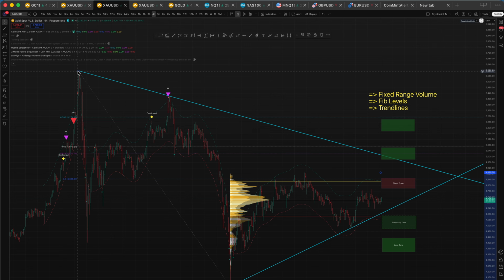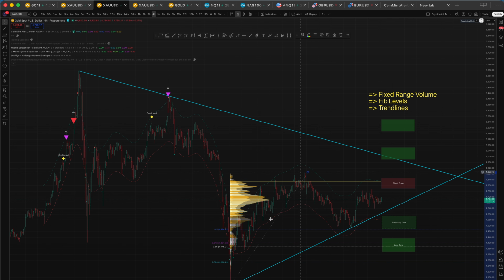I'll pull it from the swing high or the previous all-time high to the current swing low for the downtrend, and for the uptrend here, you take the Fibonacci tool and take it from the swing low here up to the highest point here.